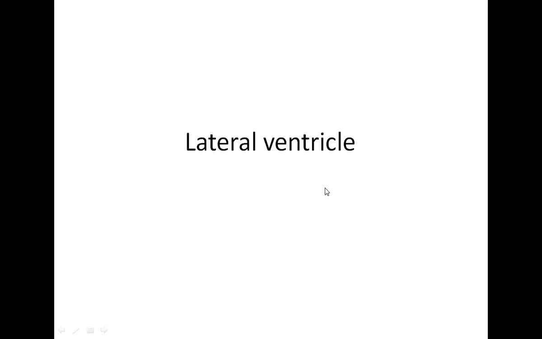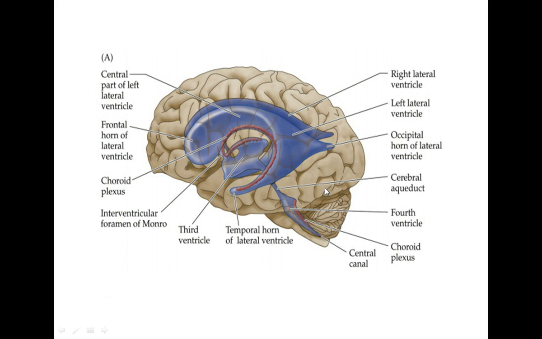Earlier we have discussed about the third ventricle. We have seen that the interior of the brain contains a series of cavities. The cerebrum contains a median cavity, the third ventricle, and the two lateral ventricles. So these are the lateral ventricles. Here in this video we will discuss about the lateral ventricles.